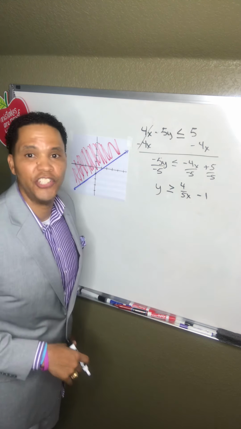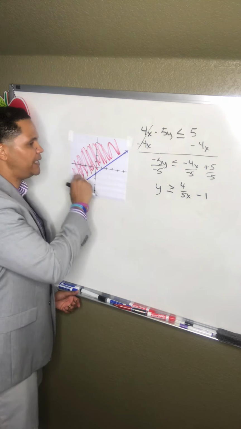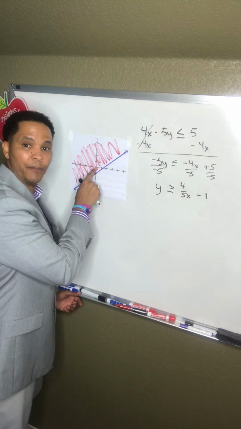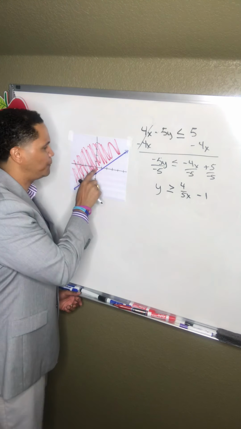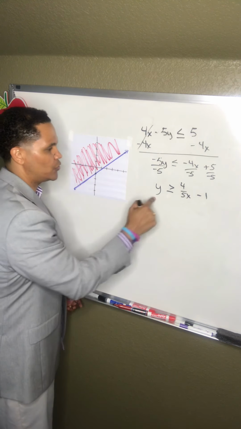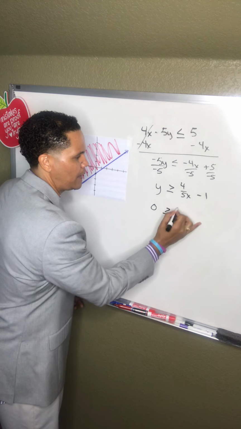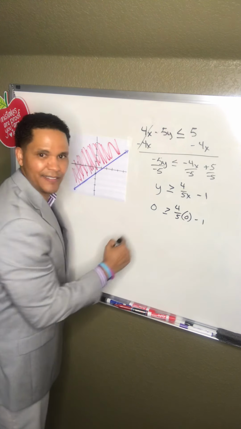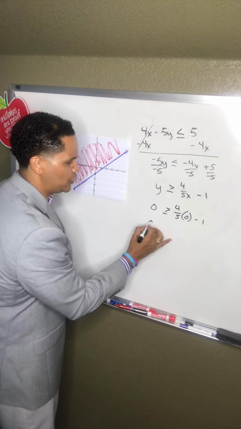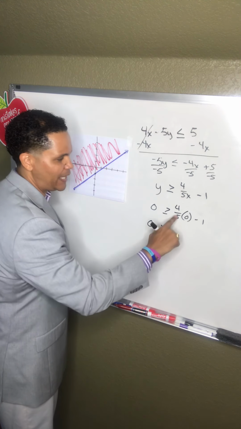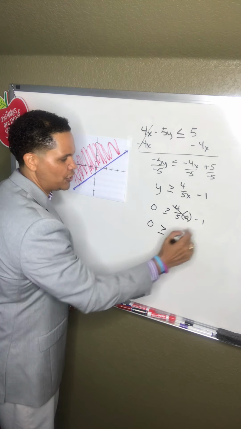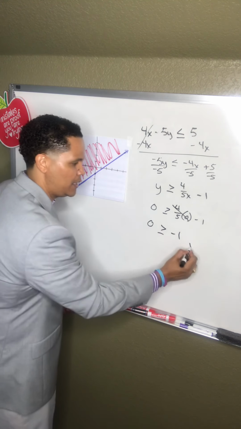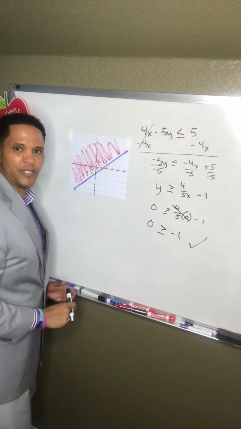Well, you can easily check. Let's take any point in here and plug it into our inequality statement. I always like to use the origin because that's the easiest if it's available. So let's go ahead and put in 0, 0. So if y is 0 and x is 0, is this a true statement? Well, let's see. So 0 is greater than or equal to, anything times 0 is 0, so we're just left with negative 1. So is 0 greater than or equal to negative 1? Yes. So that's a true statement.